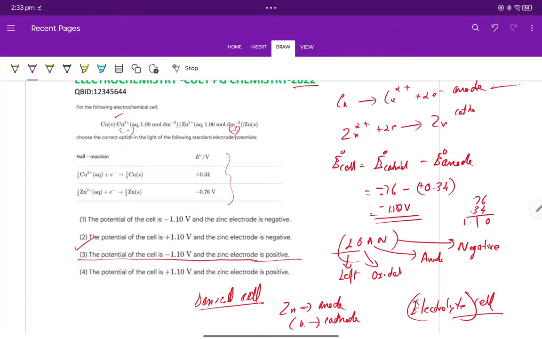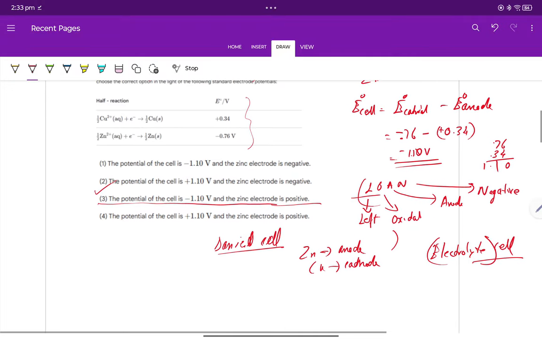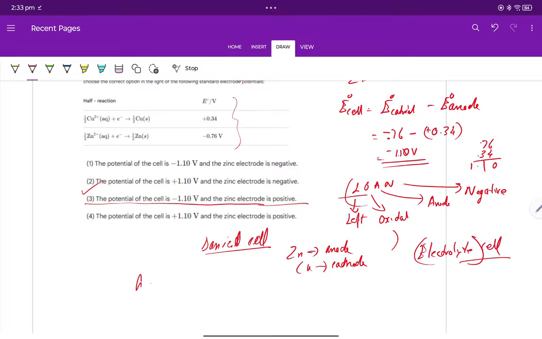But remember, there can be two types of cells. One is the galvanic cell, and the second one is the electrolytic cell. So the polarity will be different if you are selecting a galvanic cell and an electrolytic cell.